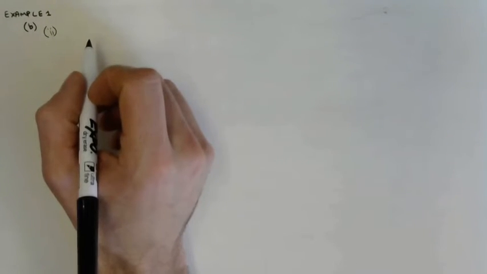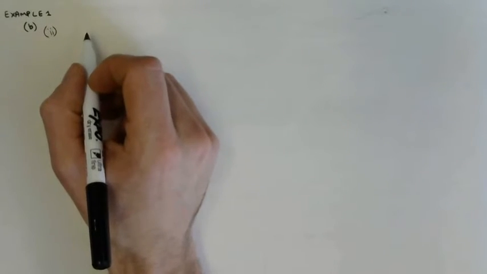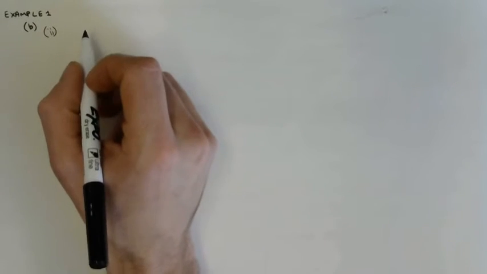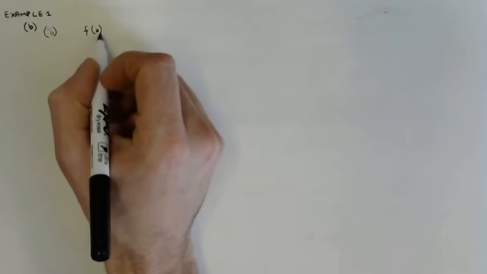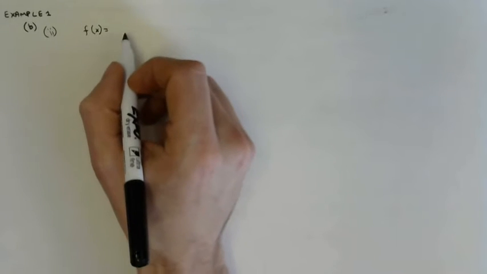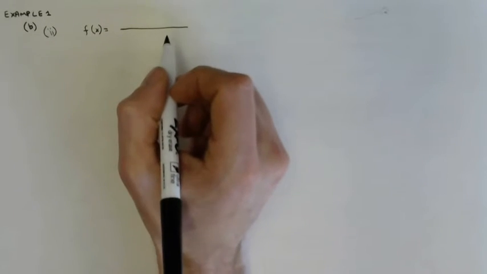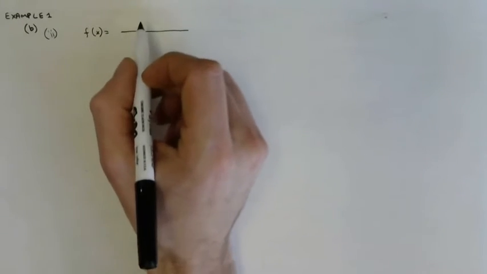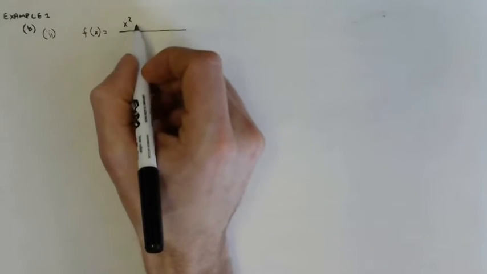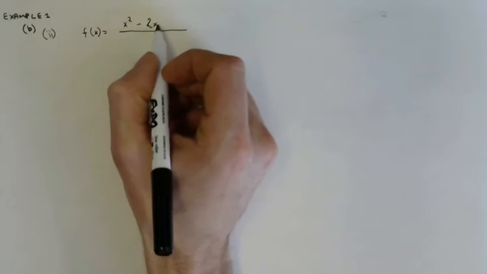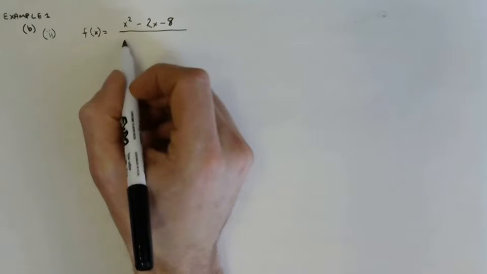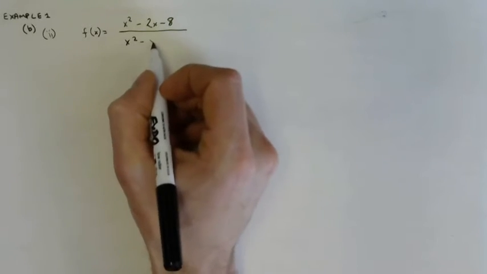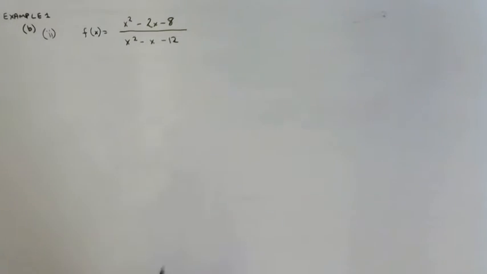We're going to skip down to just simplifying the expressions algebraically. So I can see that g of x is already simplified, so I'm going to focus on f of x. It's a rational function, so I'm going to draw my division line there. In the top, we have x squared minus 2x minus 8. In the denominator, we have x squared minus x minus 12.